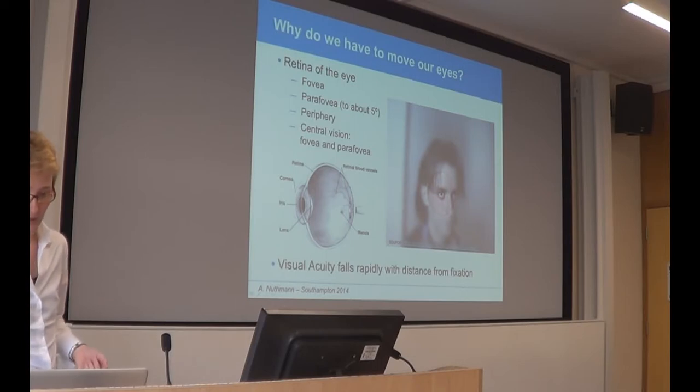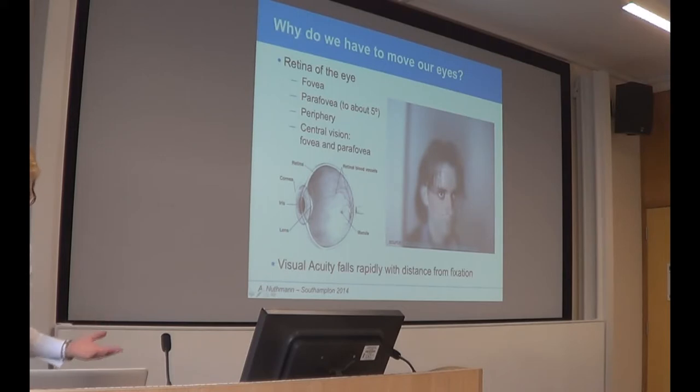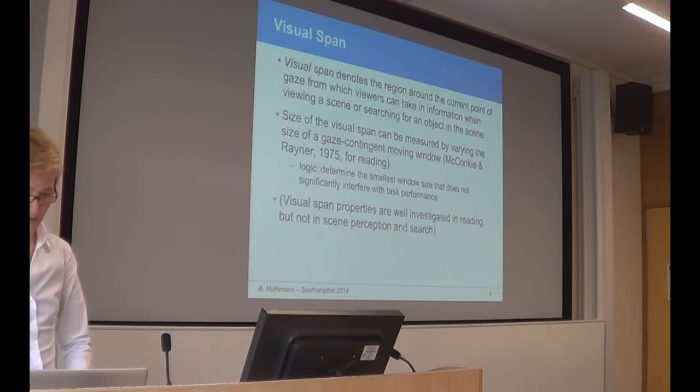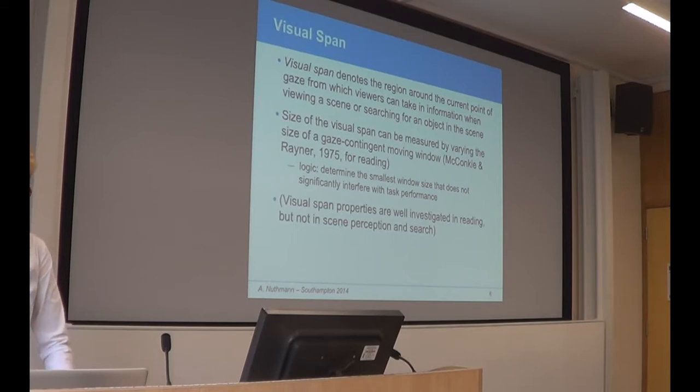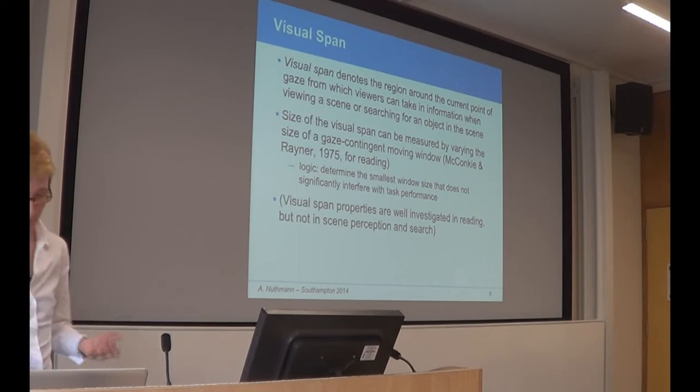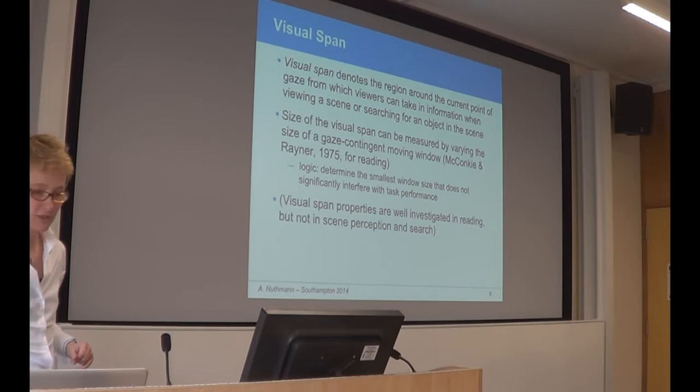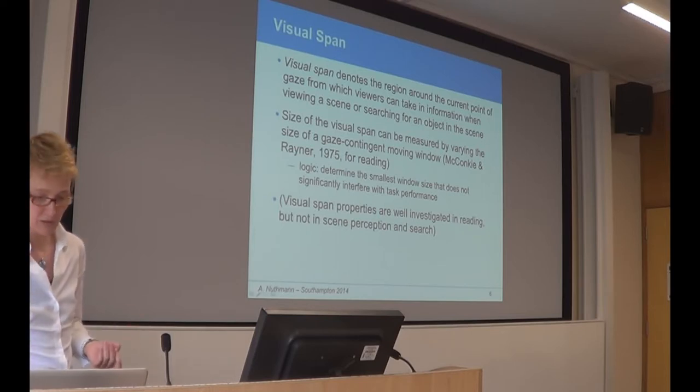And therefore, we move our eyes to place the fovea on that part of the scene or stimulus we want to see clearly. And with regard to terminology, vision researchers oftentimes refer to the fovea and the parafovea, so those two regions together, as central vision. So that's going to be important later on. So the first very basic question I was asking is, from how large a region around the current point of gaze can people take in useful information, and put differently, how large is the perceptual or visual span?